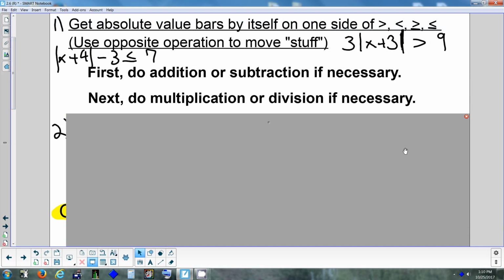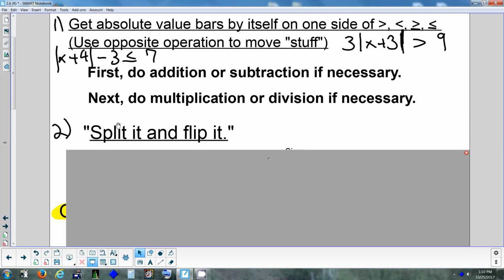But like I said, we're not really going to give you anything that complex when we do these. We're going to give you the absolute value bars by itself, we'll give you an inequality sign, and we'll give you a number after the inequality sign. You just have to figure out how you want to split it up. So nothing super crazy like that. You won't have to do any work before you split it up. All right.